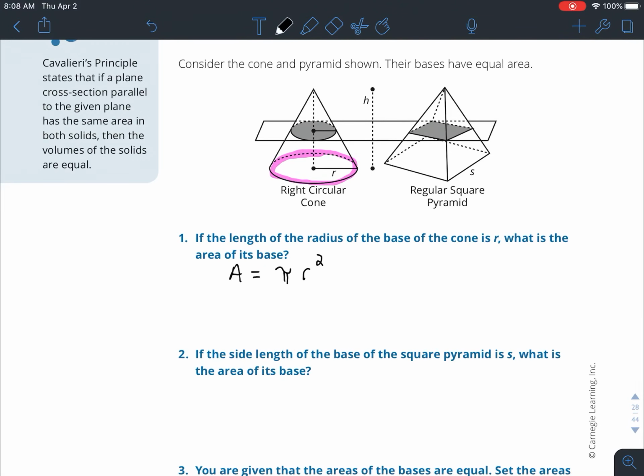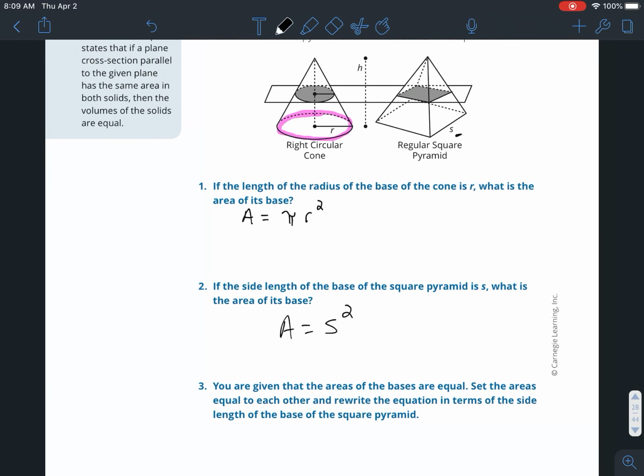If the side length of the base of the square pyramid is s, what is the area of its base? We talked about this before, where s represents the side, which is shown right here. Area equals side squared, because the side is multiplied by itself. So side squared is your answer. Just so you know, this is an S, not a 5.